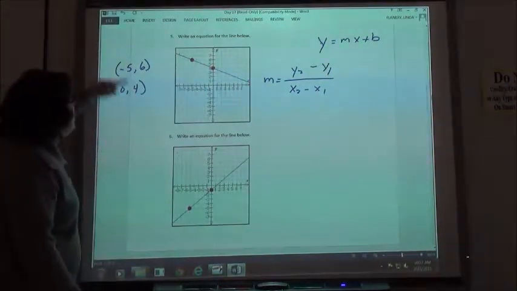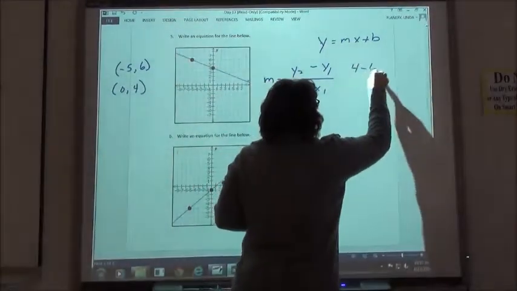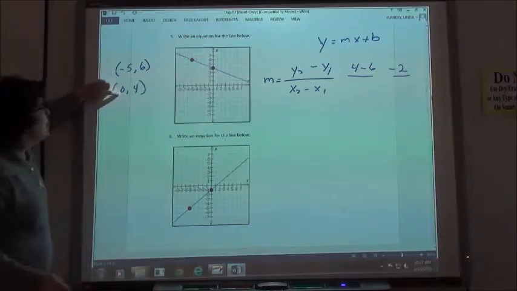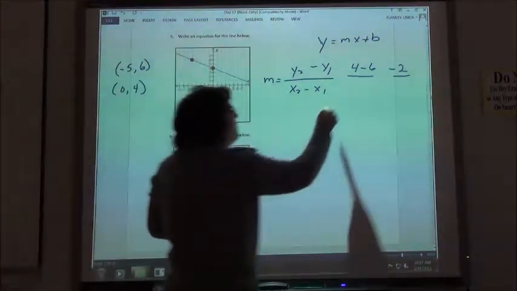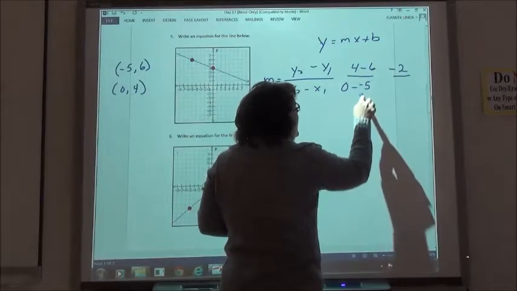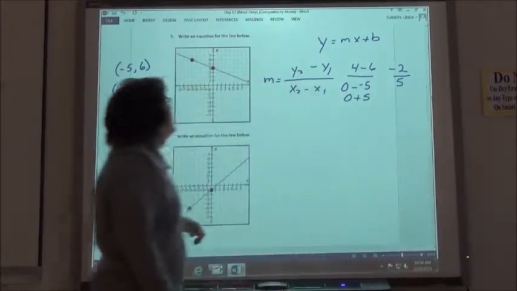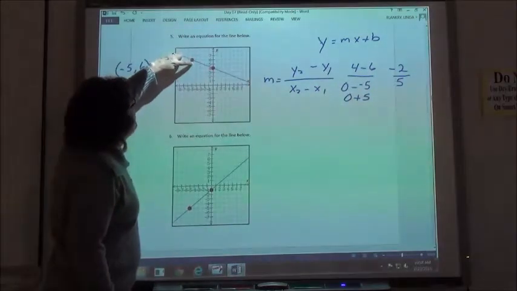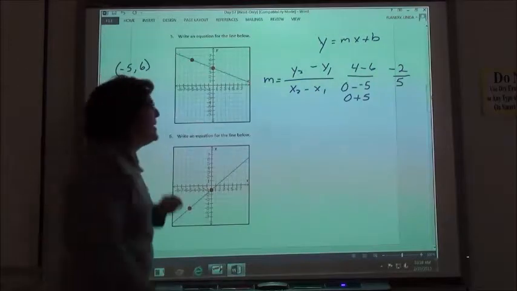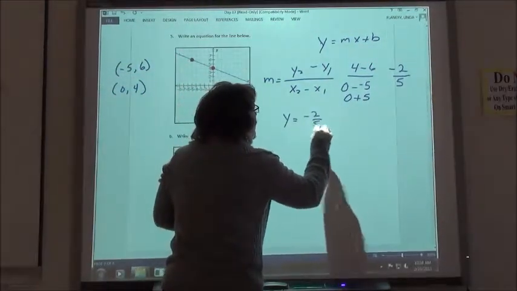So finding my slope, 4 minus 6 would give me negative 2. And 0 minus a negative 5. When I subtract a negative, I end up adding. And 0 plus 5 is 5. Checking my slope, I went down 2 and over 1, 2, 3, 4, 5. Exactly what I did. So we know y is going to equal negative 2/5 x.